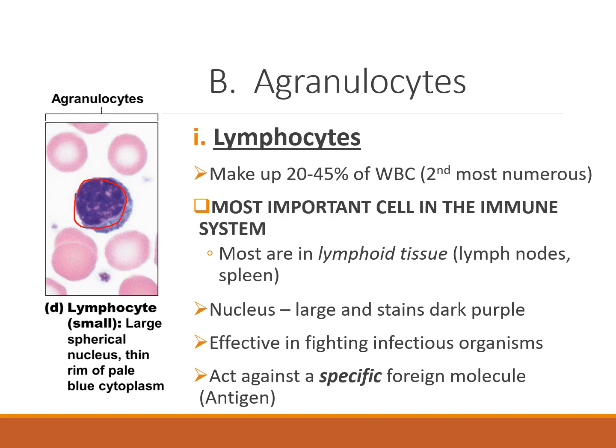And these guys are really good at fighting infectious organisms such as viruses and bacteria, and they act very specifically. So that means each of these guys is looking for a specific antigen or a specific foreign molecule. Like this one type of lymphocyte is looking for this one type of virus, okay? And we'll talk a lot more about that when we talk about the immune system. So they're trained killers is what they are.